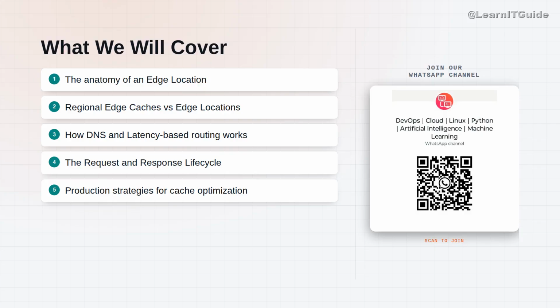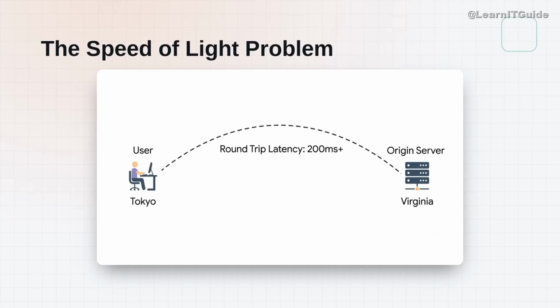Let us get started. Think about a user in Tokyo accessing a server in Northern Virginia. The signal has to travel across the Pacific Ocean and across the United States. That is a round trip of over 200 milliseconds. In the world of web performance, 200 milliseconds is an eternity. Without a content delivery network, your static assets like images, videos, and scripts are stuck behind this physical distance. That is exactly the problem CloudFront solves.